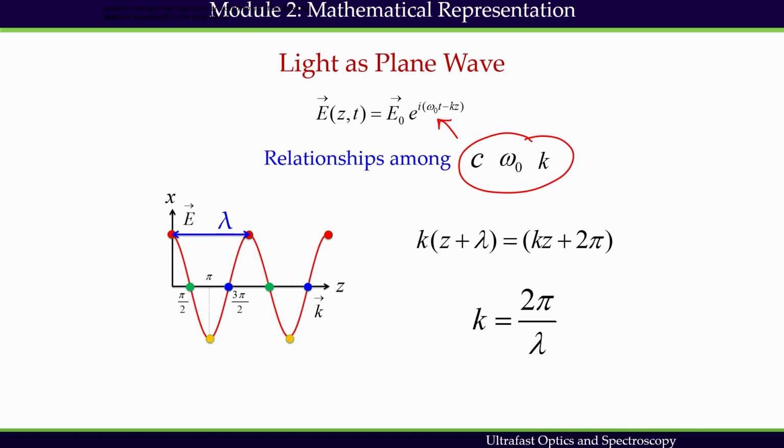This can be mathematically represented by k multiplied by (z plus lambda). This is the lambda advancement, equal to kz plus 2 pi, or k equals 2 pi by lambda.